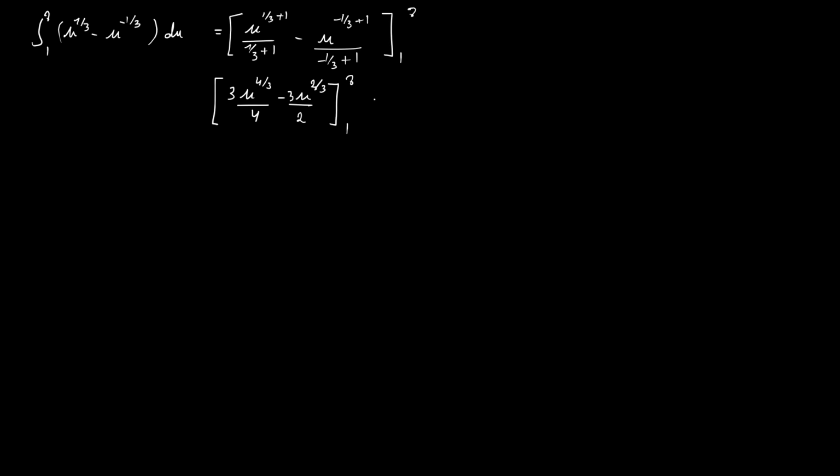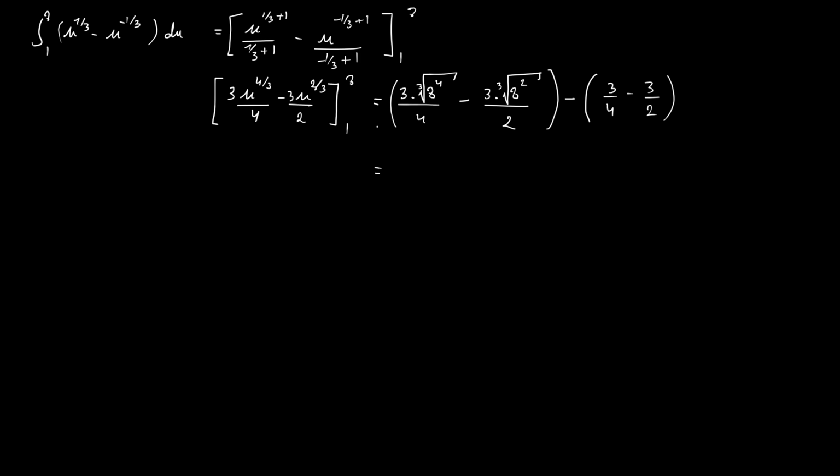Okay, let's fill this in. So we get 3 times 8 to the power of 4 thirds, over 4, minus, here again, 3 times 8 squared, third root, and of course these are numbers that you can use your calculator for. All of that is the surface of our furthest along the x-axis minus the one that's less along the x-axis, so it's 3 over 4 minus 3 over 2.